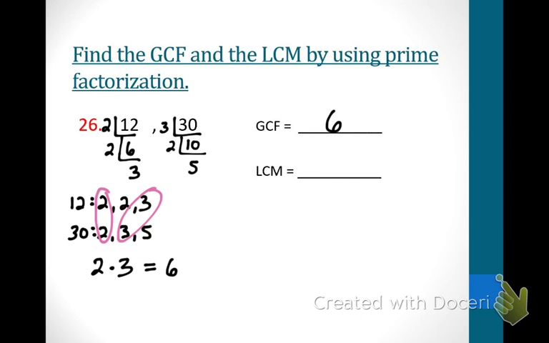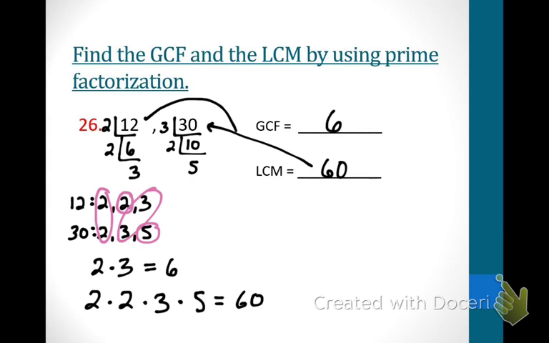LCM. What's the one thing we know about LCM? Leftovers. We cannot forget about these poor leftovers right here. So let's include these guys now too, and I'm going to go ahead and bring them down. 2 times 2 times 3 times 5. And what is that? 60. That means this is a multiple of both numbers. A 12 can fit into a 60, and a 30 can also fit into a 60. So that is your GCF and your LCM.